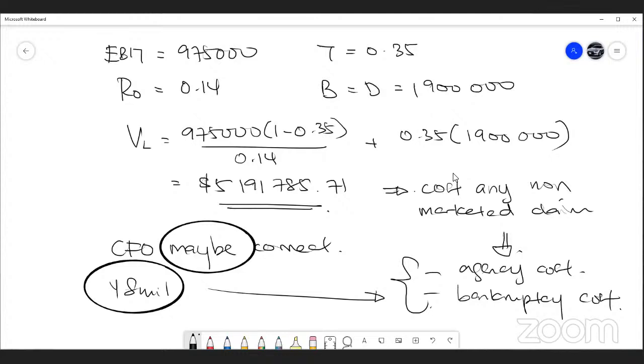We don't know. It's very vague now. We don't know whether he purposely announced 4.8 million wrongly or he really calculated the non-marketed claims also. So the answer to this question is maybe only. He's maybe correct only. I hope that gives you a better idea on explaining this. But finding the value of the firm is very straightforward, very simple.